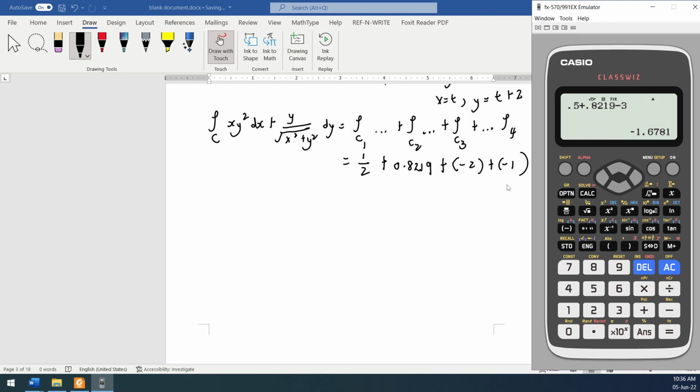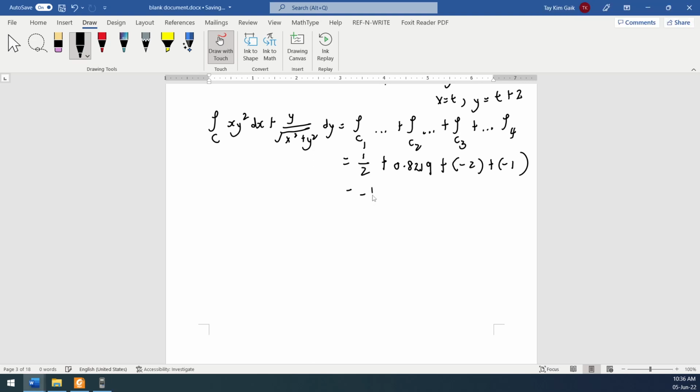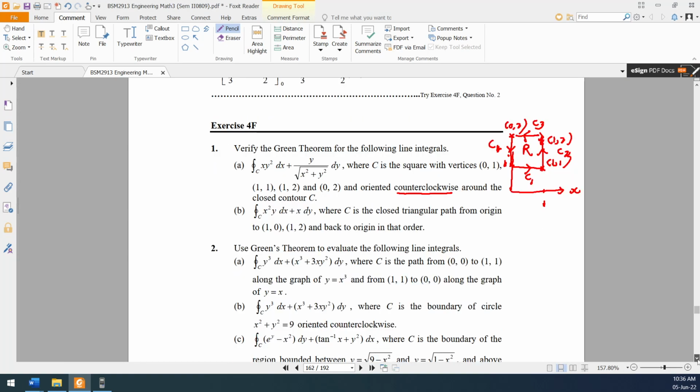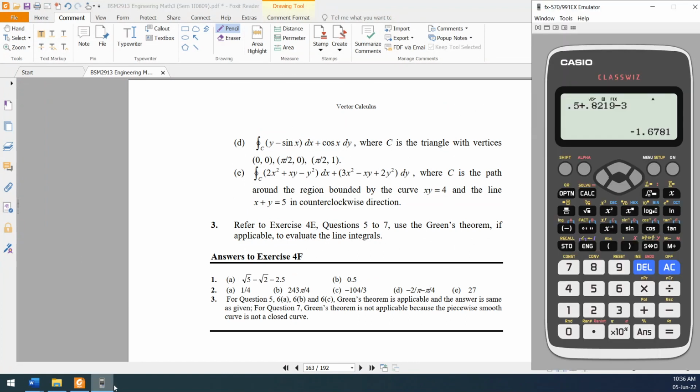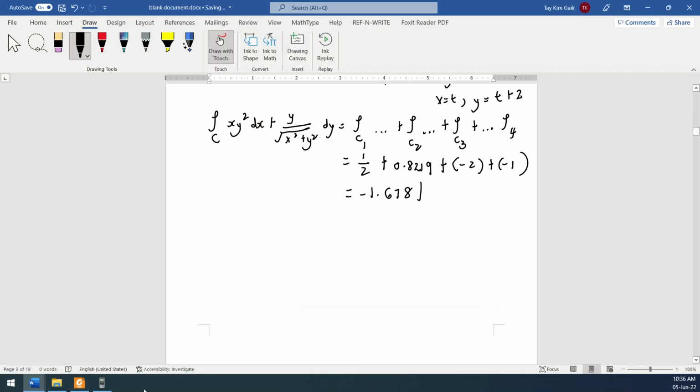So -1.6781. I try to check whether we get correctly without using Green's theorem. I check the answer given. Okay, the answer they give in this form. Let me check it. Square root of 5 minus square root of 2 minus 2.5, -1.6781. Is it correct? Yes, doctor. So this is without using Green's theorem.